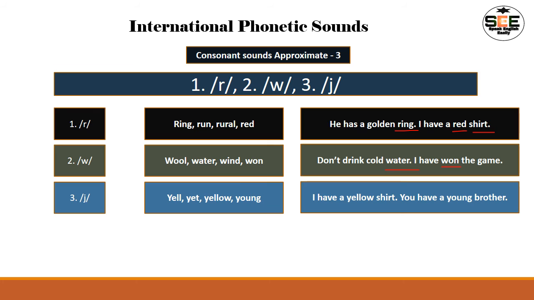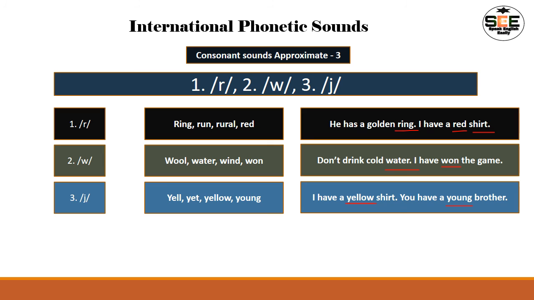So if we see here some sentences, it will produce the correct pronunciation. I have a yellow shirt. So definitely this yellow is containing the ya sound. Okay. You have a young brother. So here also this young word is containing the y, so y is producing the ya sound. So I hope you understood these approximate 3 sounds.